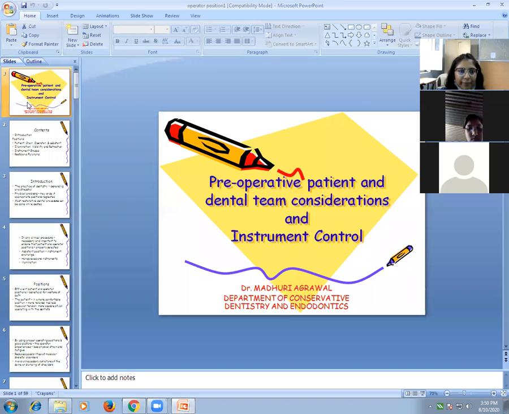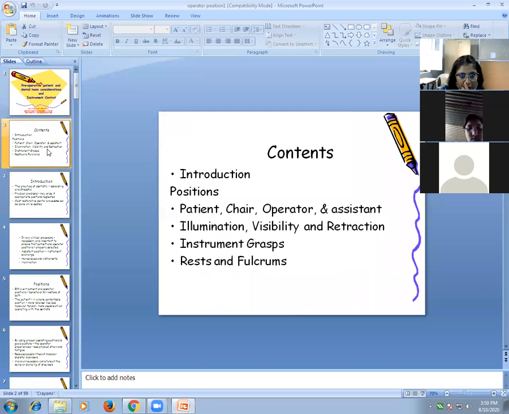Okay, so this is a very important topic before starting with the clinical postings, and also when you start with your preclinical work, please remind all the points whichever we are learning today. The topic consists of introduction, then patient position, chair position, operator position, and the assistant position. How illumination affects visibility and retraction, then various instrument grasps, rests, and fulcrums.